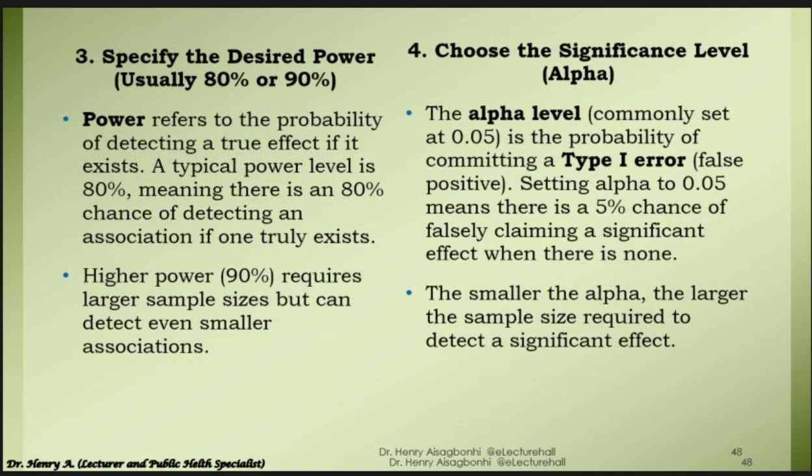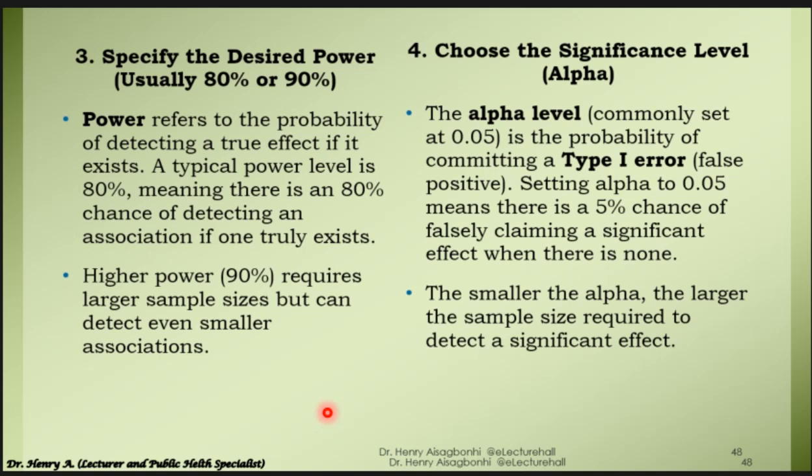Now let's look at the other aspect. Number 3, specify the desired power. Power refers to the probability of detecting a true effect, if at all it exists. A typical power level is 80%, meaning that there is an 80% chance of detecting an association if one truly exists. You understand that? You remember your null hypothesis and your alternative hypothesis? Good. So you know what I mean. Now, higher power, 90%, requires larger sample sizes but can detect even smaller associations. So we need to specify the desired power. That's why we need a good level of sample, as it affects the kind of sample that you are going to have.